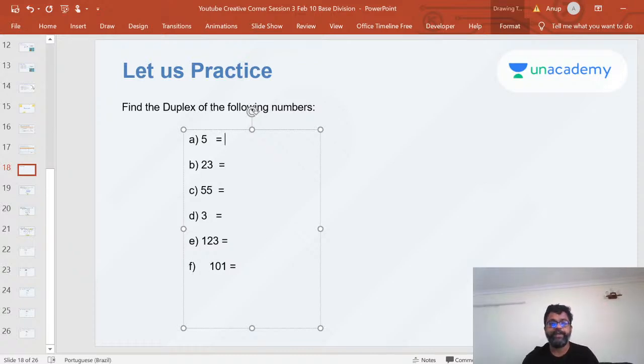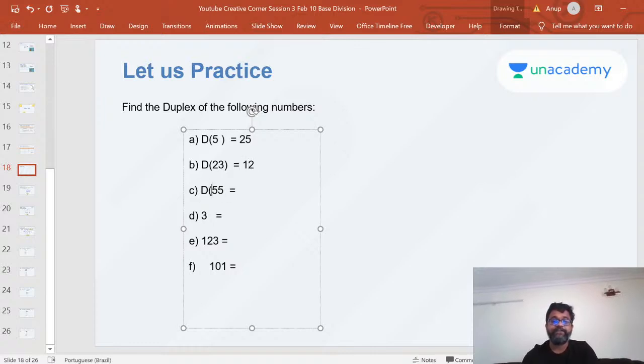So we'll solve it one by one. The duplex of a single-digit number is the square of itself, which is 25. So let me write it this way. Duplex of 5 is 25. Now what's the duplex of 2 and 3? It is twice the product of the digits, right? So the product of the digits is 6. Twice the product is 12.